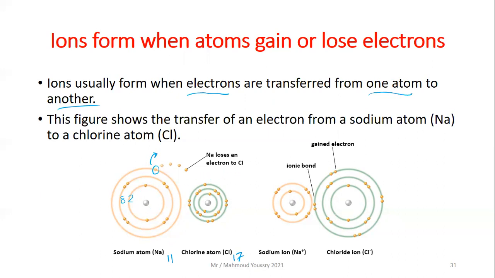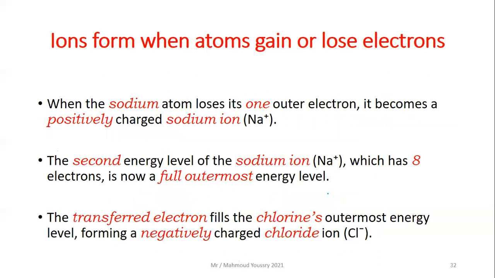On the other hand, we have here the chlorine atom, Cl 17, 2, 8, 7. So the outermost energy level contains 7 electrons, so it needs 1 electron to become stable. This is how the ionic bond forms. The sodium atom lost 1 electron, which was gained by the chlorine atom, and it became a chloride ion.